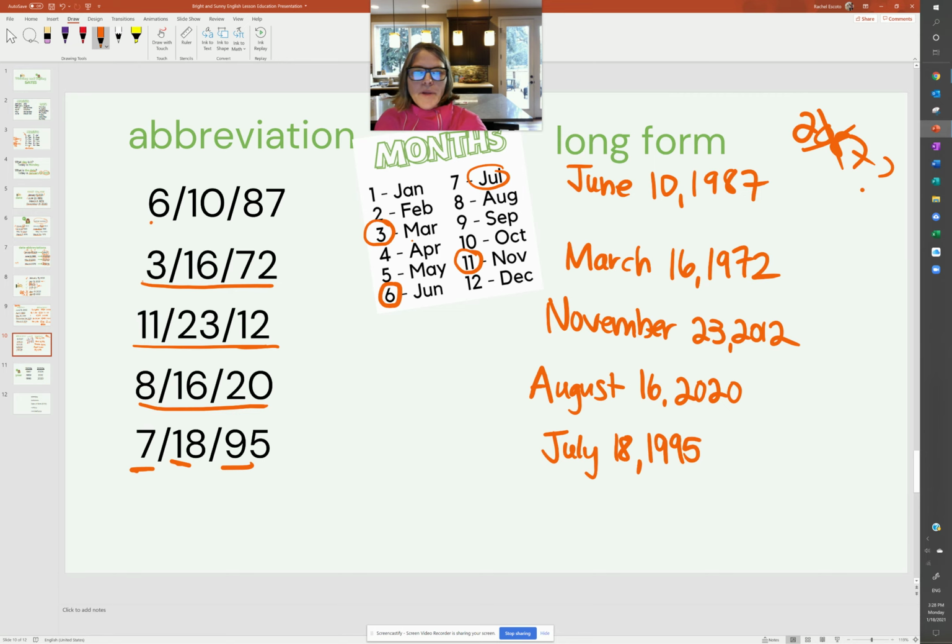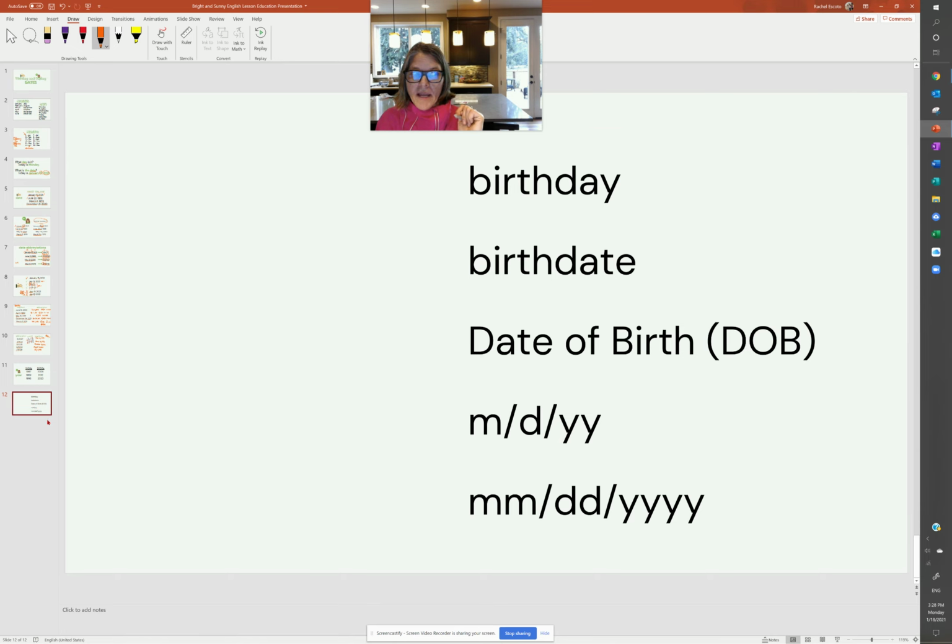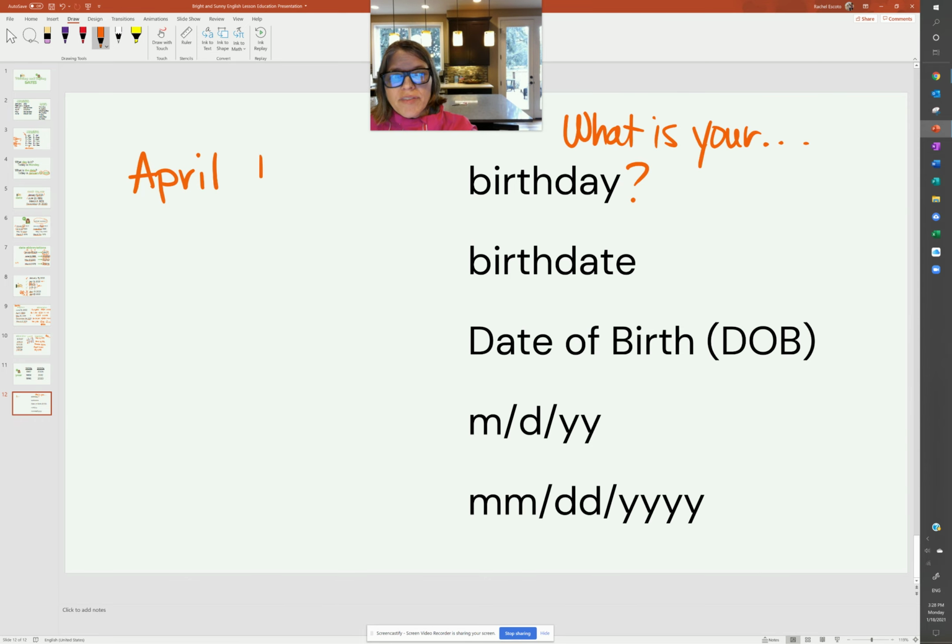Okay, so this is how we write and say dates. One more thing I want to tell you. When someone asks you your birthday, people will say, what is your birthday? Well, you can say, for example, my birthday is April 1st. This is just month and number, right? It's just April 1st. Your birth date includes the year.